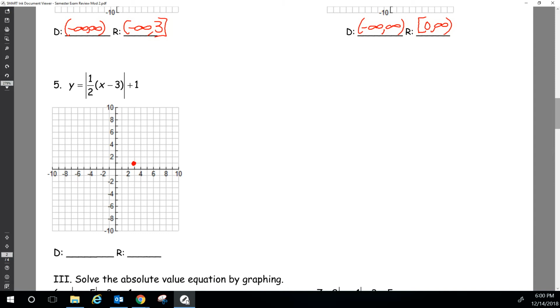It says to go up 1 over 2. Instead, we're going to flip that number upside down. We're going to go up 2 and over 1. So up 2 over 1, both sides.